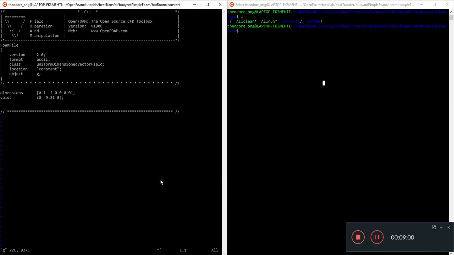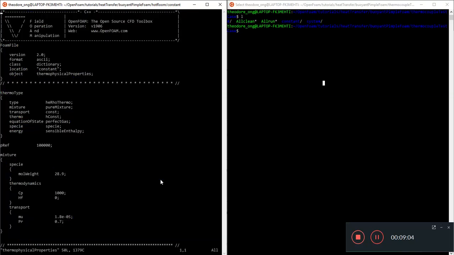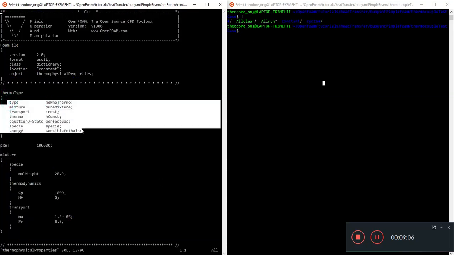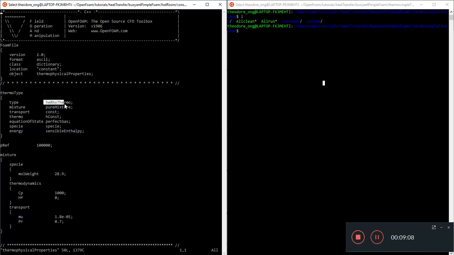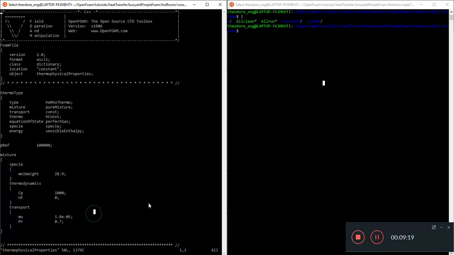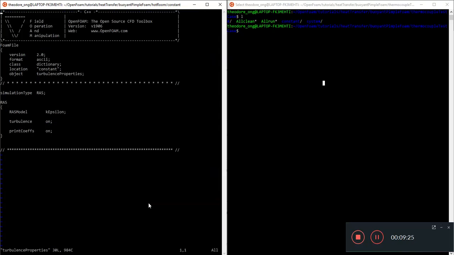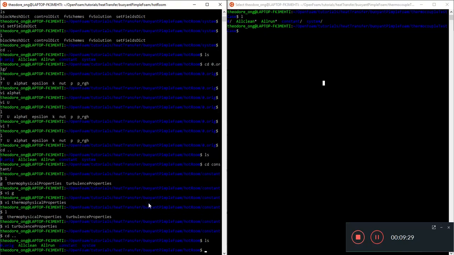G is still 9.81, nothing new. Thermal physical properties: again, we have an hePsiThermo, meaning we use the enthalpy or internal energy. Pure mixture, constant transport, constant thermo, perfect gas, and a reference temperature. So all these are pretty much the same as what we have discussed before. And looking at turbulence properties, the model is a k-epsilon model, so nothing too much to discuss there.